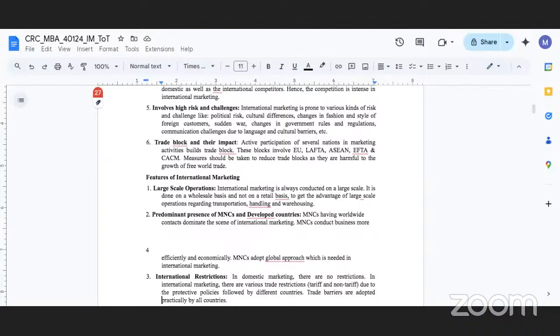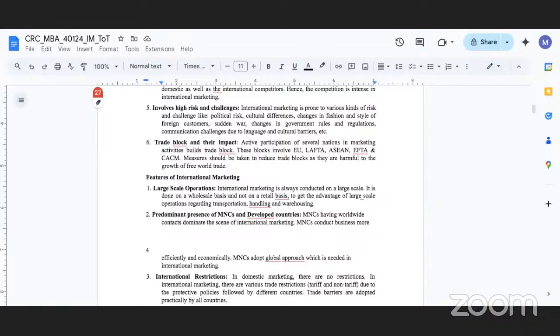Now, let's move to the next one, that is features of international marketing. There's a large scale operation that it offers, because especially when you're looking at retail, you're not looking at just local marketing, but you also need to understand the logistics. How do I transport? If I want to sell in Kazakhstan, how do I transport my goods there? Who will handle them? And what about warehousing? What about retailing? So these are all questions that will arise as we increase our operations.